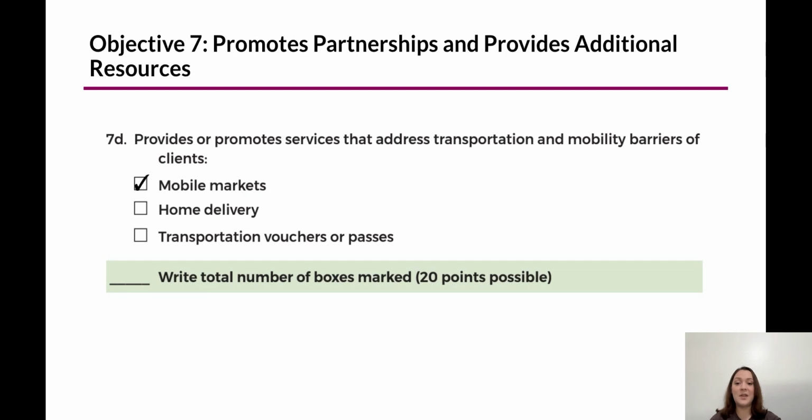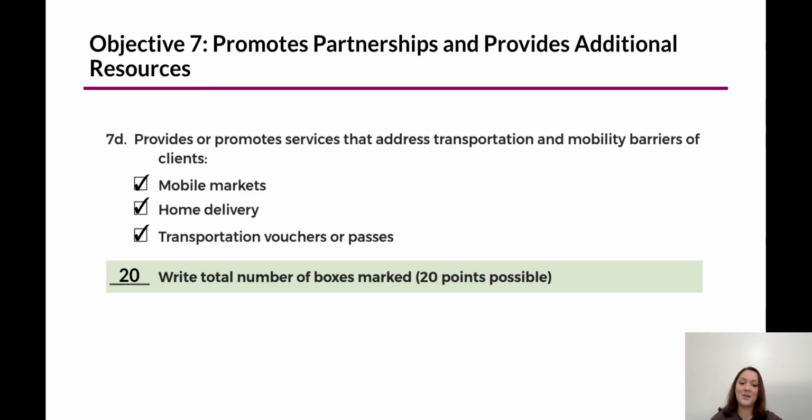Some of these services may include mobile markets, like Meals on Wheels, or home delivery service where the pantry items are delivered directly to neighbors' homes. Also, transportation vouchers like Uber gift cards or Metro passes. The pantry may also be making other efforts to bridge the gap between transportation issues that can meet this criteria as well. If they offer any of these services to neighbors, please mark this section. There are a total of 20 possible points for this objective.